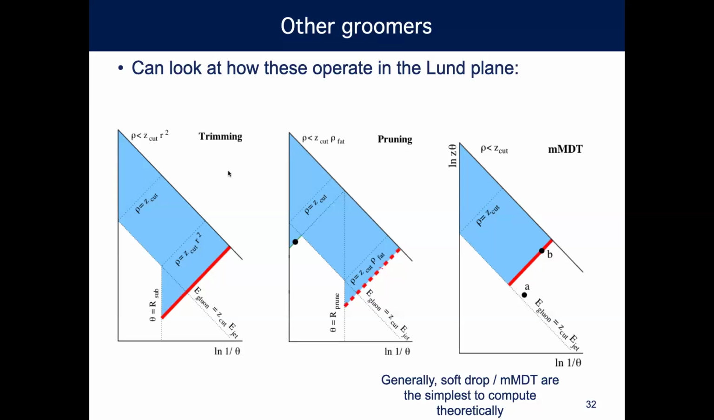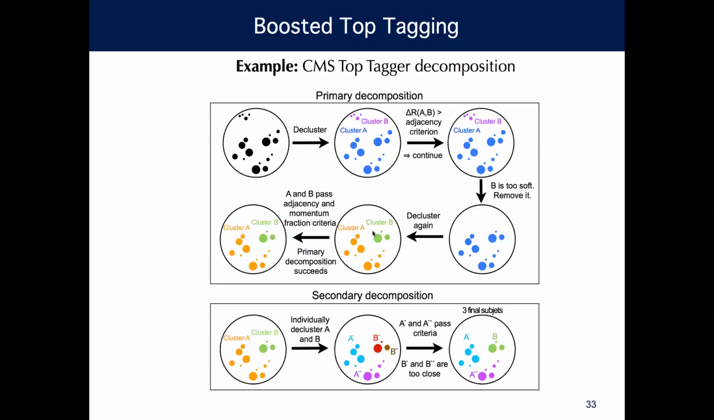The pruning and trimming are all basically doing the same thing, except they have more parameters. And so you have these little bits and pieces that you have to take into account. And so it does end up sculpting the mass distribution a little bit. So they're also a little challenging to calculate theoretically.